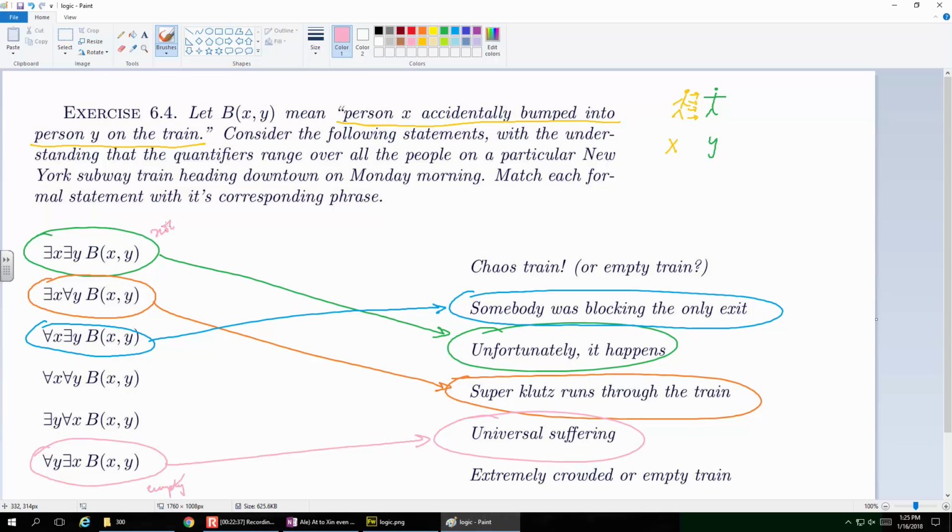This is not empty. So could that be empty? Number 4 down, could that be empty? This one, yeah, it could be. For any X? But in both cases we have the possibility that it is empty. So we have to use judgment and say chaos train or extremely crowded train. What's the difference between those?